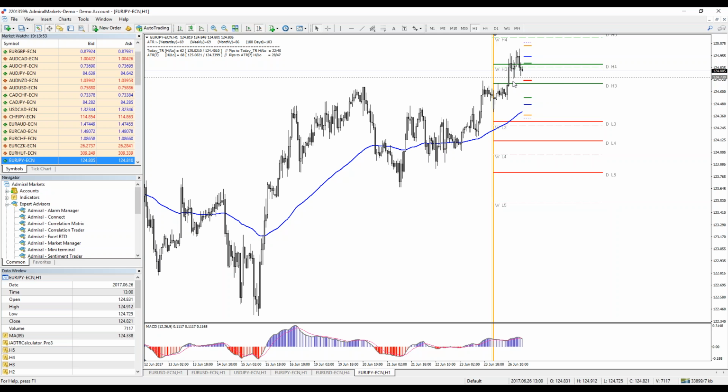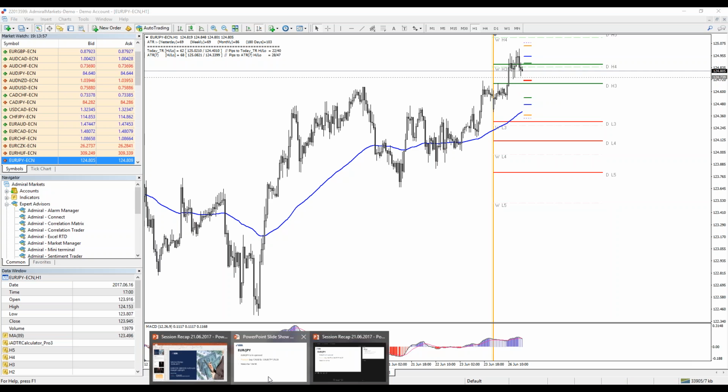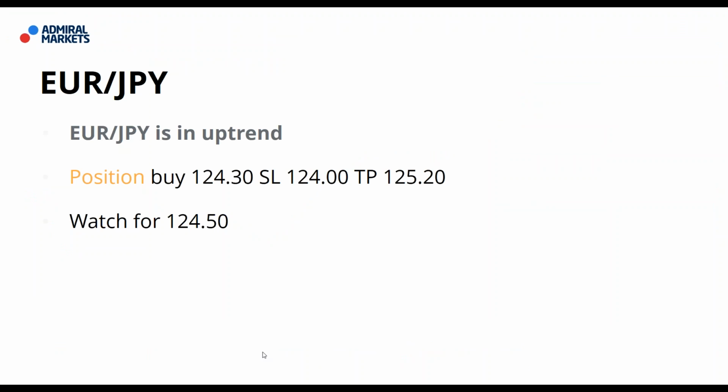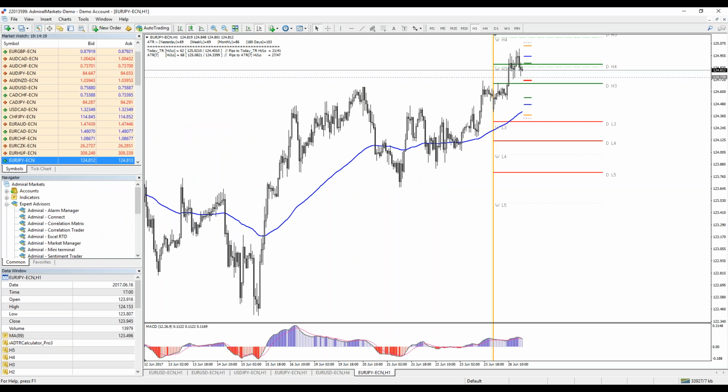Because here you see the price retested the region and went up, as I presumed. And I think we might see another retest. So that is why I said watch for 124.50. So the first rejection on Euro Yen was good after I published the analysis a couple of hours later. And then I still expect Euro Yen to be bought, 124.30. Let's see if that will happen. This is possible buying opportunity.